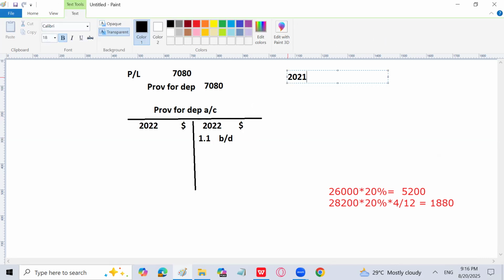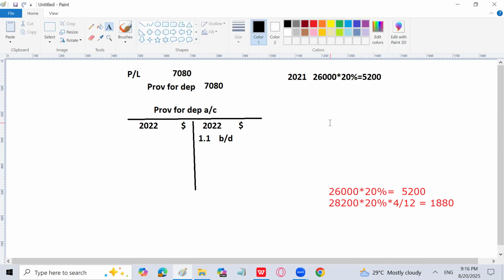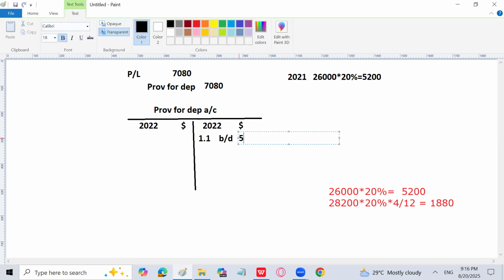In 2021, the asset which cost 26,000 has been depreciated by 20%, which is 5,200. But we didn't prepare the account for that because he didn't ask us to prepare the account for that. So that will come as balance brought down on the credit side, 5,200. Again, if you prepare the provision for depreciation account, you can prepare the account for 21 also.